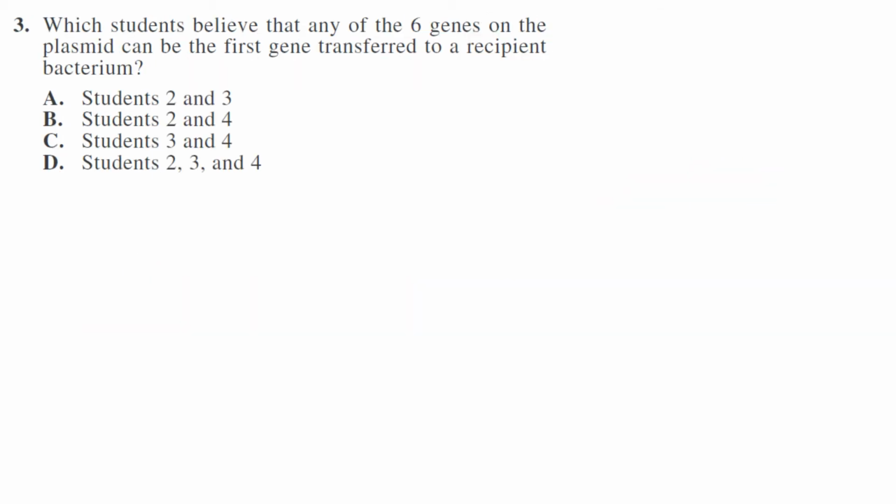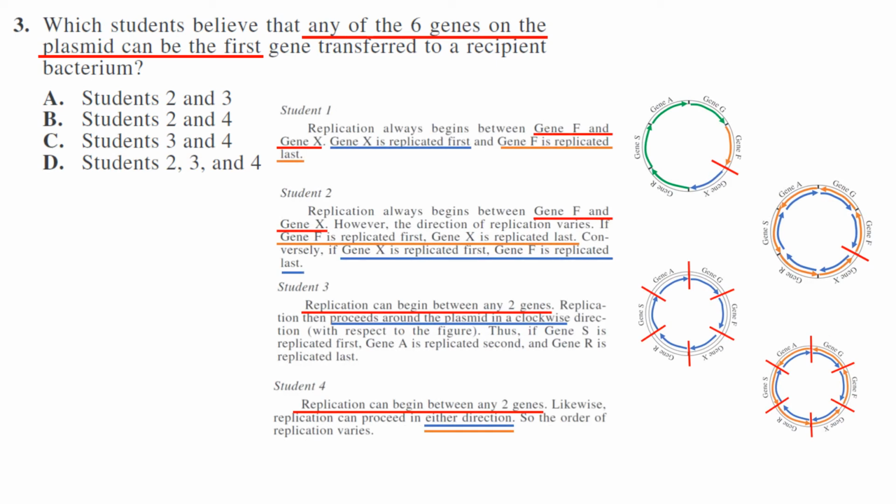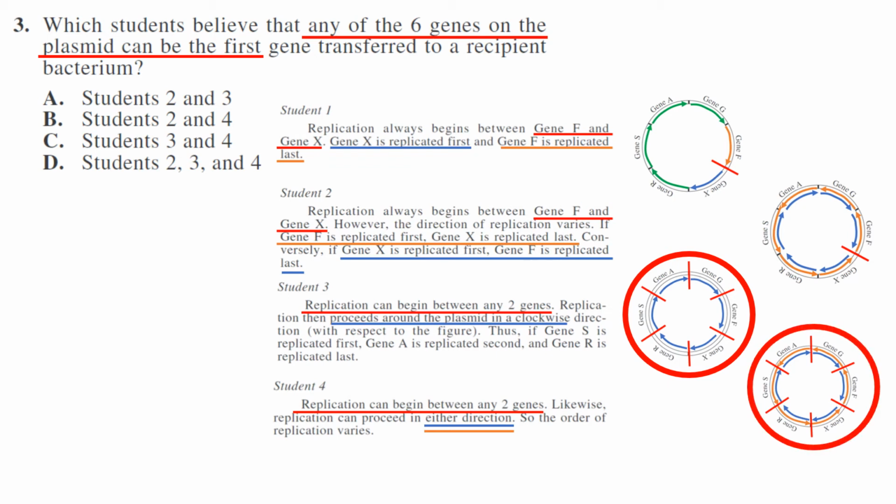Which students believe that any of the 6 genes can be the first transferred? So if we look at our diagrams that we drew, we can see that student 3 can begin anywhere. That's why we drew those lines all the way around. And student 4 also believes that. So student 3 and 4, C.